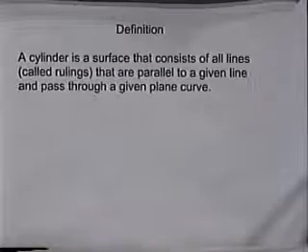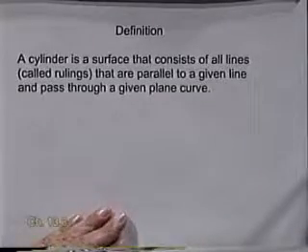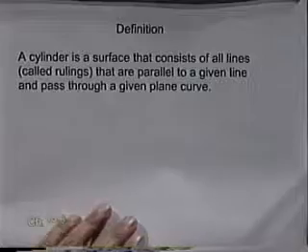It says definition: a cylinder is a surface that consists of all lines called rulings that are parallel to a given line and pass through a given plane curve. And right now when you read that, you're like, what on earth are they talking about? Well, we'll see in a second what we're going to talk about.